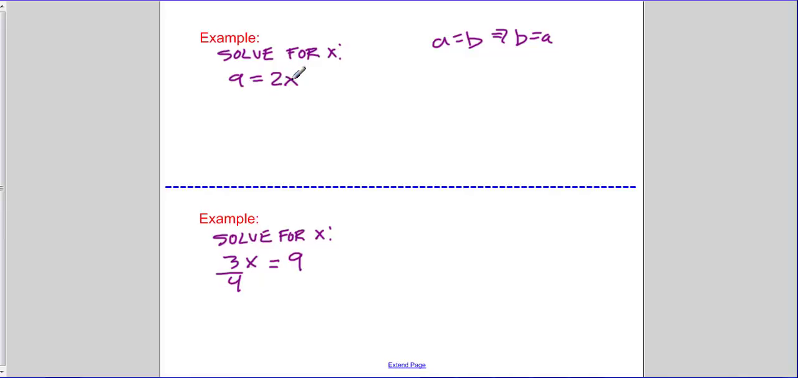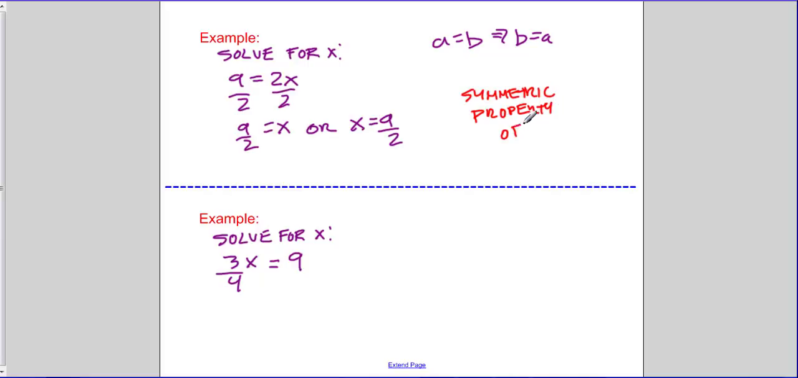So I have 2 times x. To undo multiplication by 2, I use division by 2. So I have 9 halves equals x. Or, since I can swap around the equal sign, x equals 9 halves. And swapping around the equal sign, by the way, is called the symmetric property of equality. So x is 9 halves.